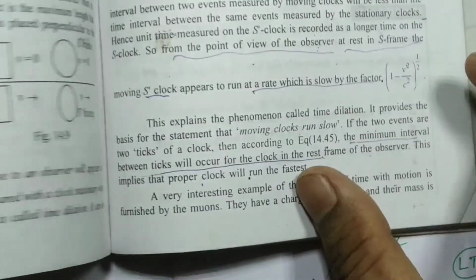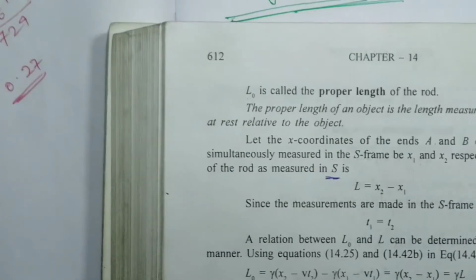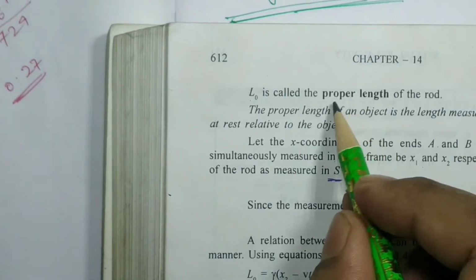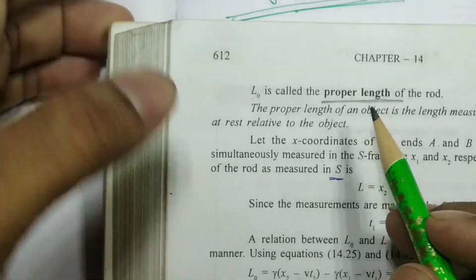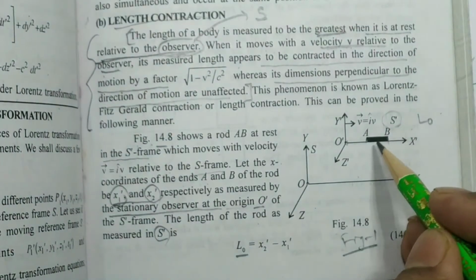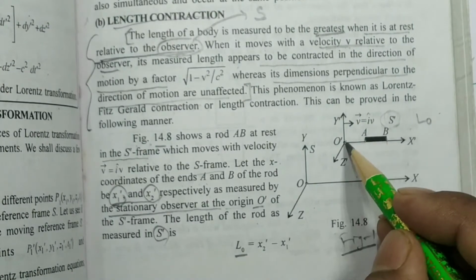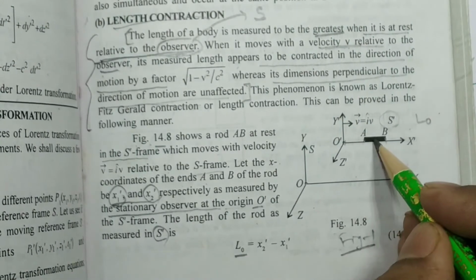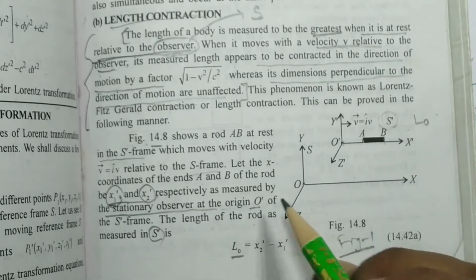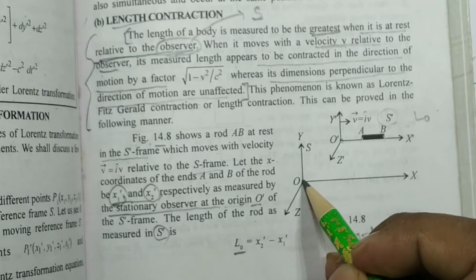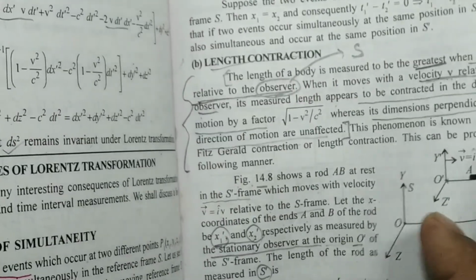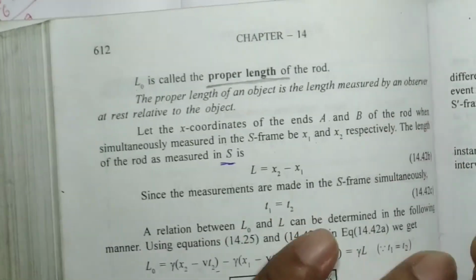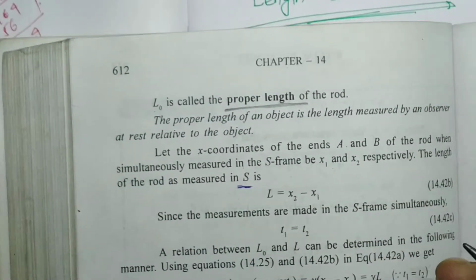Come to the next page. L0 will be called the proper length, or we can say the actual length of the rod, because in the S dash frame the observer is measuring the length of the rod. The rod is at rest for him, but this rod is moving for this observer. So how much this observer is going to measure is our main discussion in this lecture.